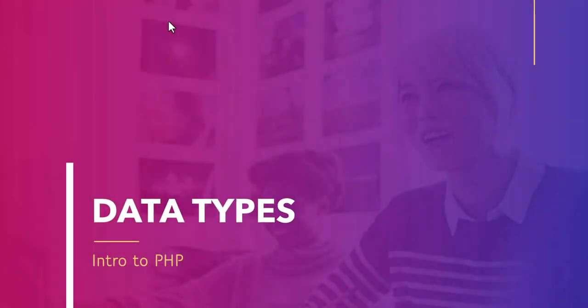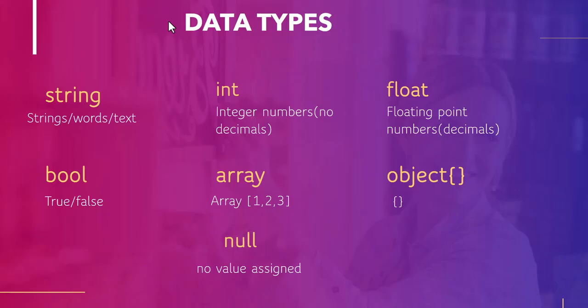Hello, and welcome to this lesson titled Data Types. Variables can store different types of data. In PHP, we have quite a number of data types. Let's take a look at some of them. We have the string data type, which contains strings or words or text. We have the int, which are integer numbers, float, bool, array, object, and null.